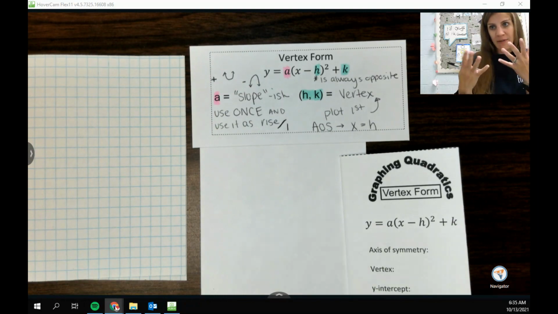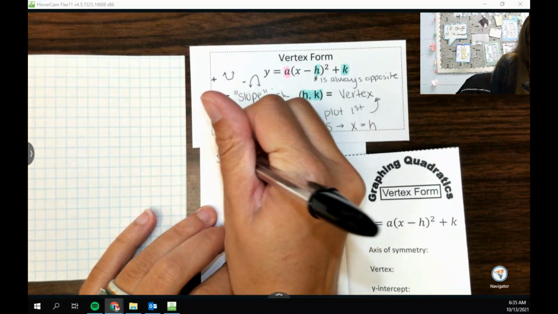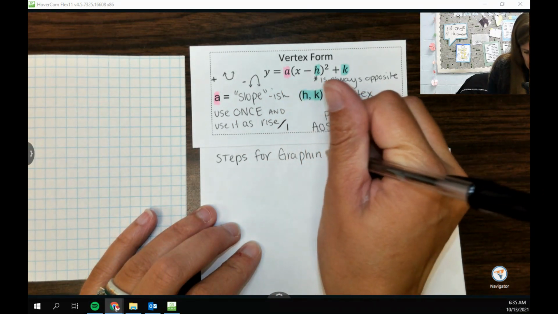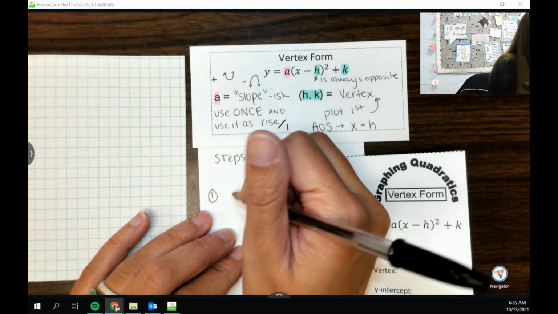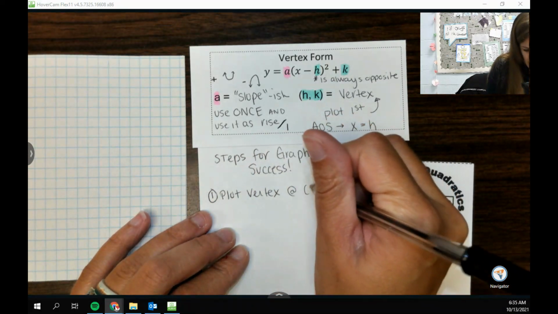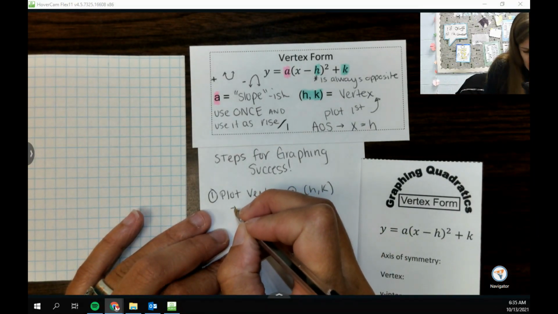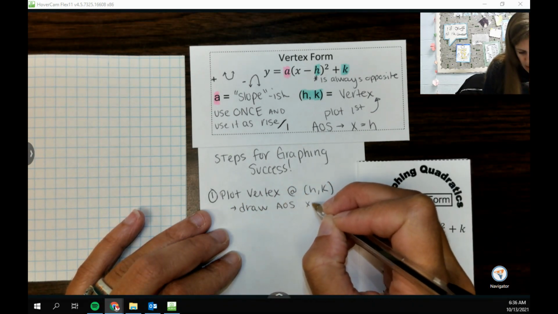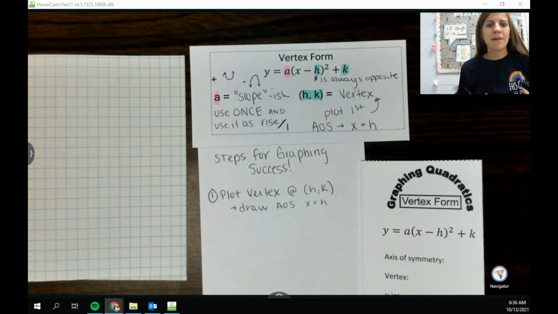So underneath this, you should have some paper in your notebook right here. We're going to write our steps for graphing success. Step number 1, you want to plot your vertex at h comma k. In addition to this, draw your line of symmetry, or draw your AOS through x equals h. Those kind of happen at the same time because it's in the same spot.